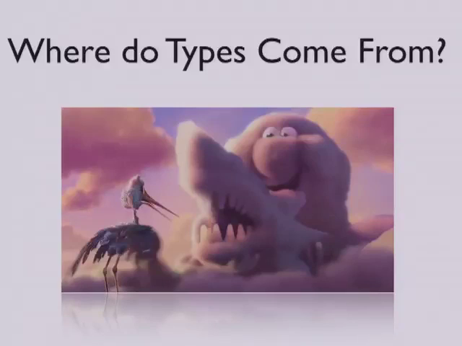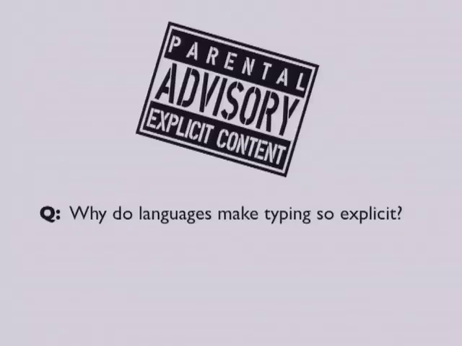So if there's nothing that rules out mysticism and voodoo, clearly there's nothing which forces the typing to be explicit. There's nothing which forces you, the developer, to write types. This is a very, very, very crucial point. You, the programmer, do not need to write types. There's nothing in type theory which forces that. So this brings up an interesting question. Why do languages make typing so explicit? Why do they force you to write types? If type theory says you don't have to, why do these languages say you do?